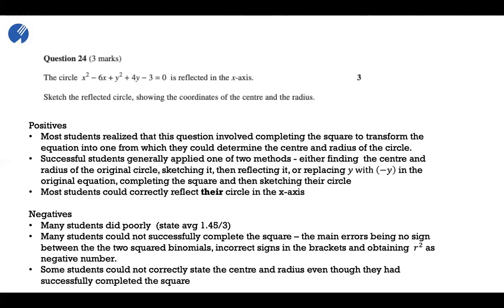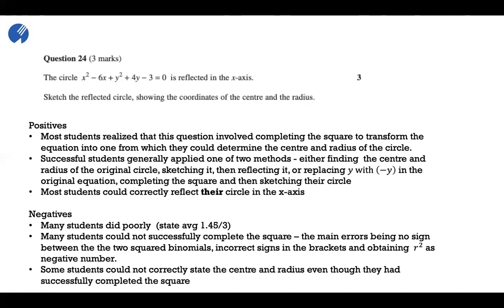Nearly all students who had a circle, whether it be the correct or the incorrect one, could correctly reflect it in the x-axis, so they could access some marks. The negatives. This was not well done generally, the average being just under 50%, 1.45 out of 3.